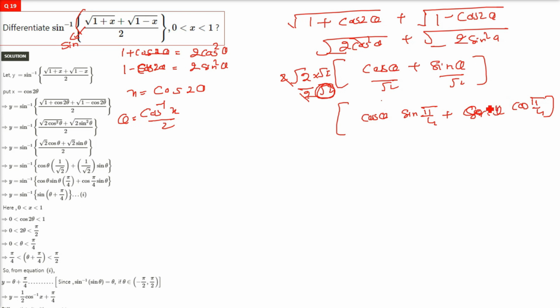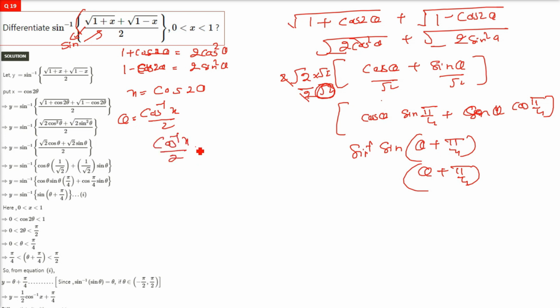Alright. So now this is the formula of sin A plus B. So you can just write it as sin theta plus pi by 4. And since this is the inside one, the outside one is sin inverse. So use sin inverse: sin inverse sin theta plus pi by 4. So theta plus pi by 4, sin inverse gets cancelled. Theta plus pi by 4, which is cos inverse x by 2 plus pi by 4, because theta I already told you what it is. You have to differentiate this: y equals cos inverse x by 2 plus pi by 4.